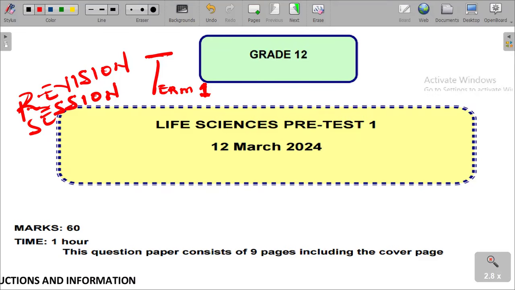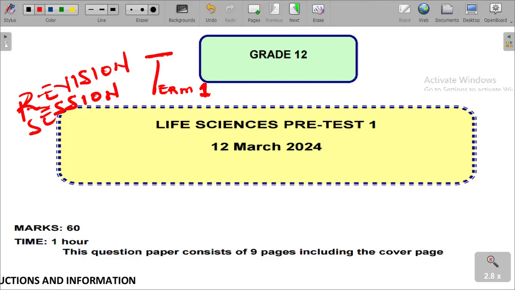Term 1, I can call this the first session of revision, preparing for the end of term 1 or consolidating term 1 work and ensuring that our progress is smooth. So without wasting any time, we are going to work on the chapters or pieces of work that are supposed to be done in term 1.